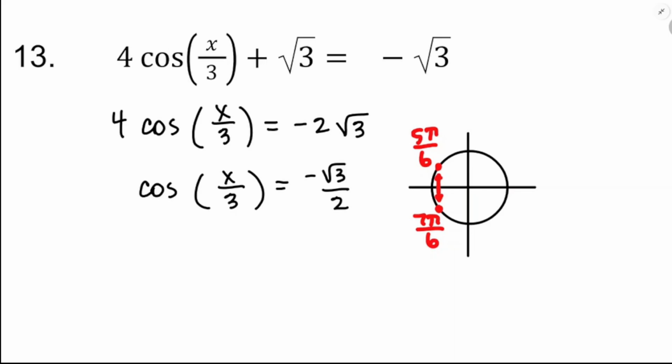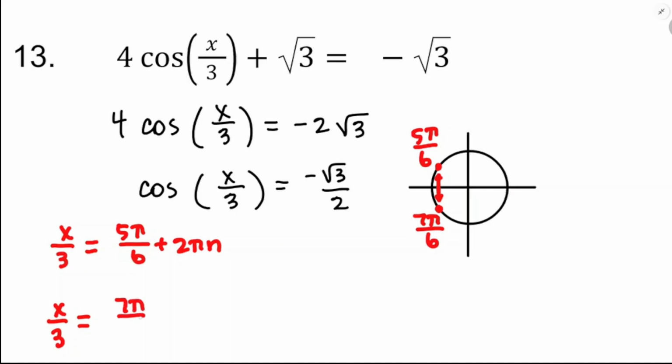And also, since we're looking for the general solution, it'll be 5 pi over 6 plus 2 pi n and 7 pi over 6 plus 2 pi n. So we're going to say, all right, this x divided by 3 number is equal to, no, not 2 pi over 3, 5 pi over 6 plus 2 pi n, where n is an integer. Or, possibly from the other place we saw in the circle, x divided by 3 equals 7 pi divided by 6 plus 2 pi n.